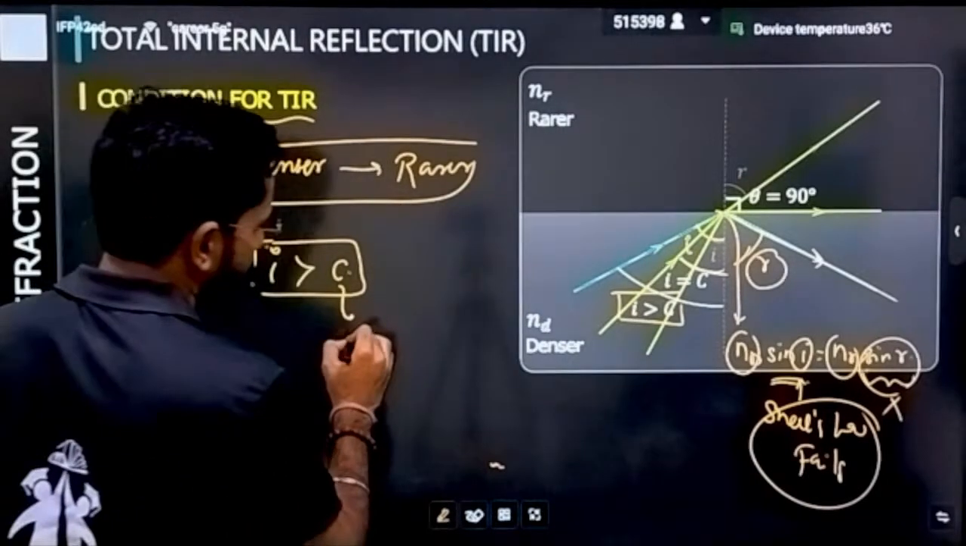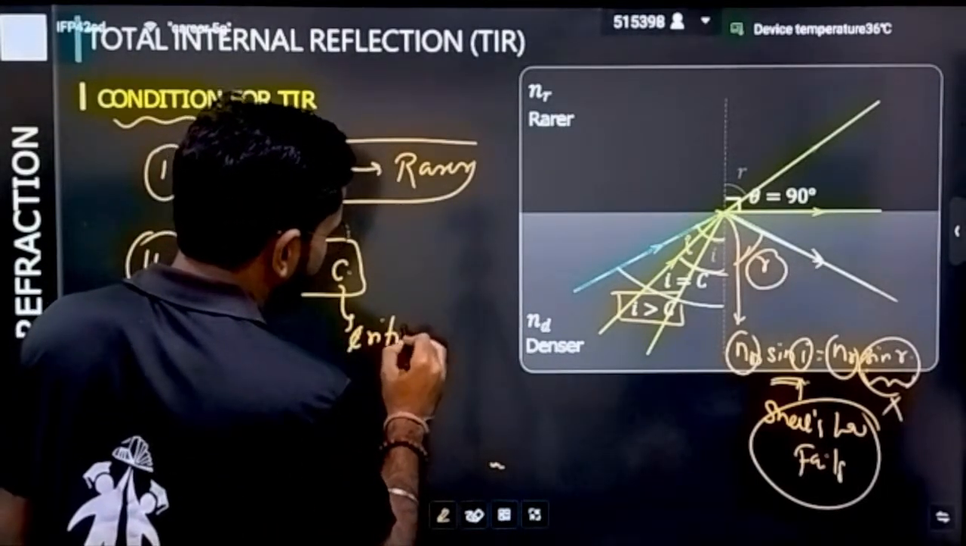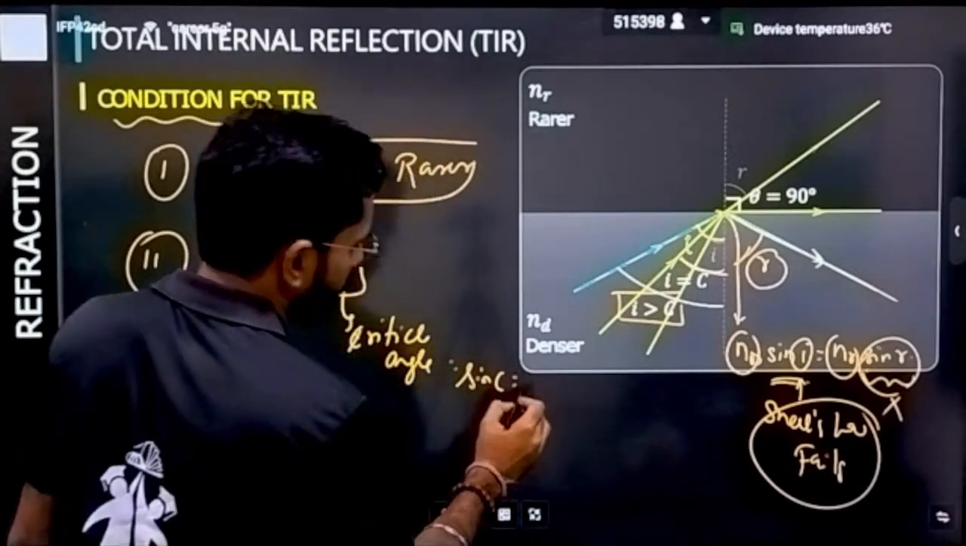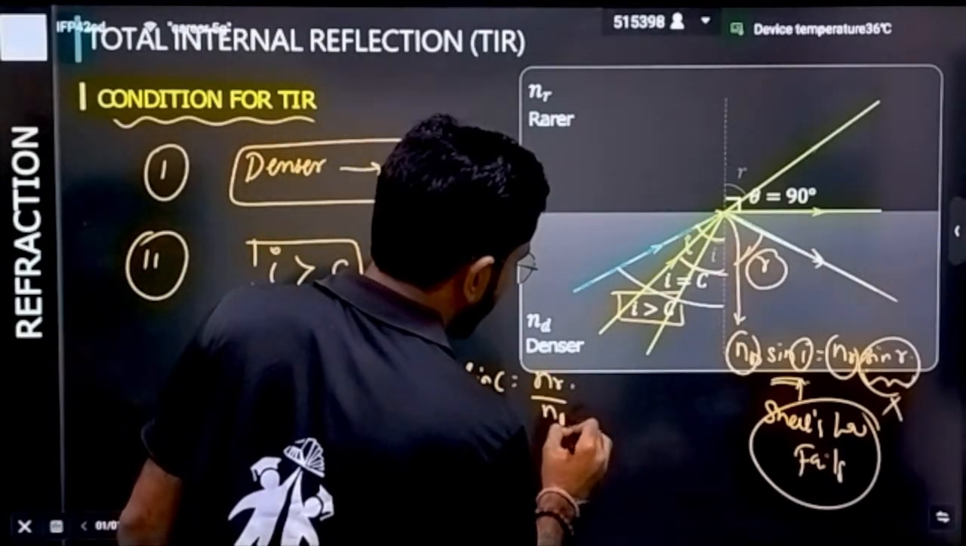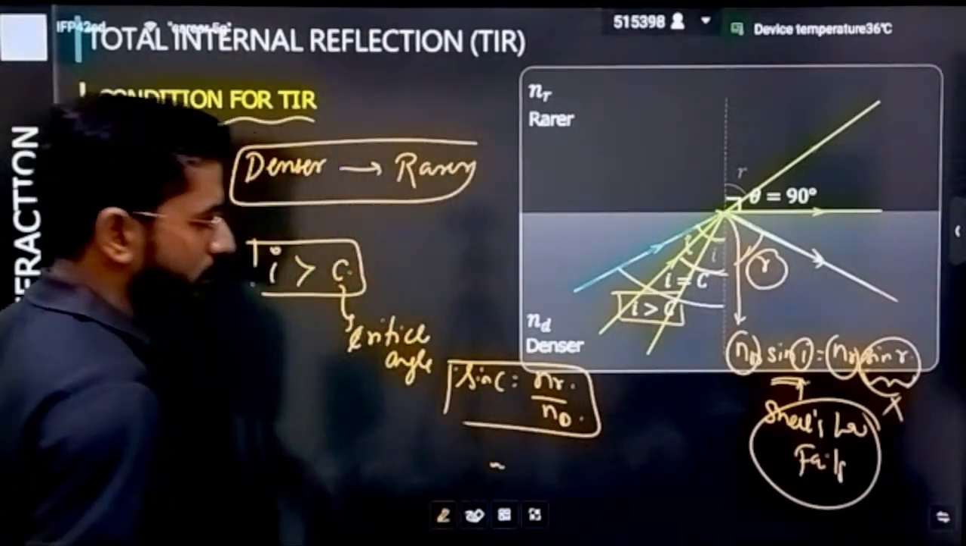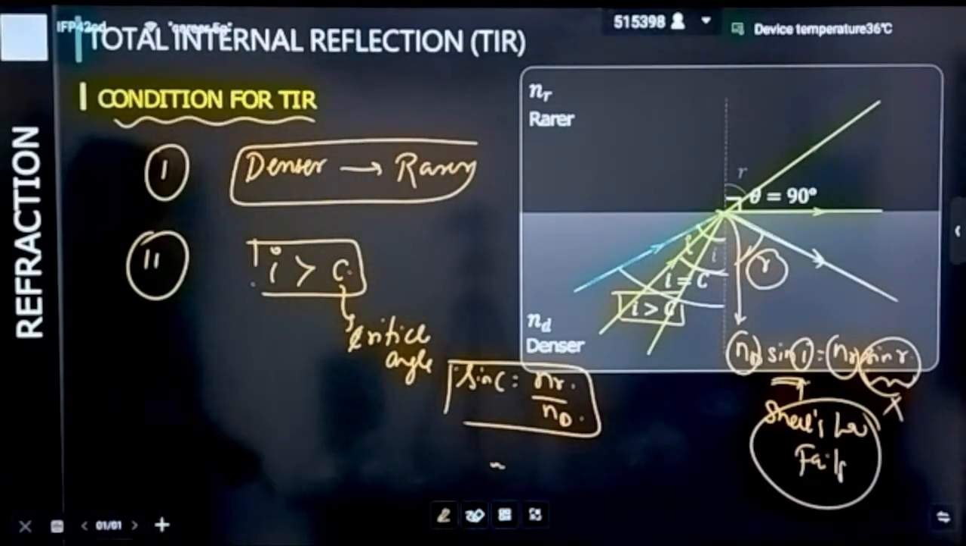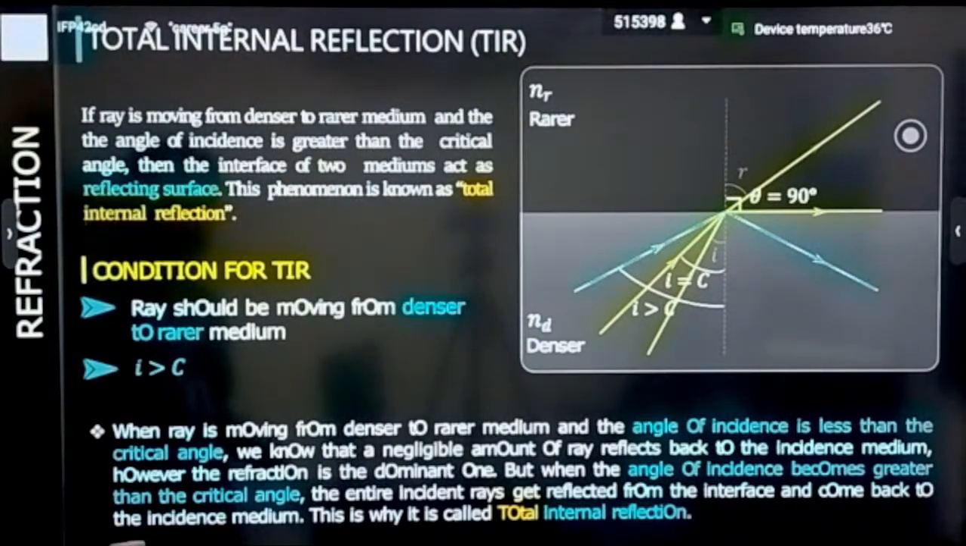And what is C? C is equal to the critical angle. You also know the formula: sine of C is equal to n of rarer medium divided by n of denser medium. This is the basic meaning of TIR. Is it clear? Now let's understand the complete concept.